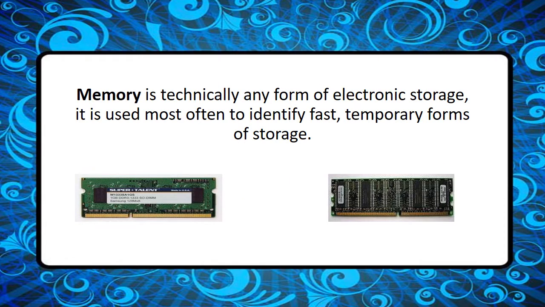Okay, so memory. Memory is technically any form of electronic storage. It is used most often to identify fast, temporary forms of storage. So if your computer's CPU had to constantly access the hard drive to retrieve every piece of data it needs, it would operate very slowly. When the information is kept in memory, the CPU can access it much more quickly. And most forms of memory are intended to store data temporarily.